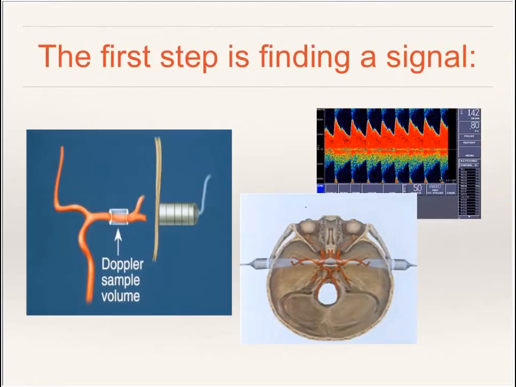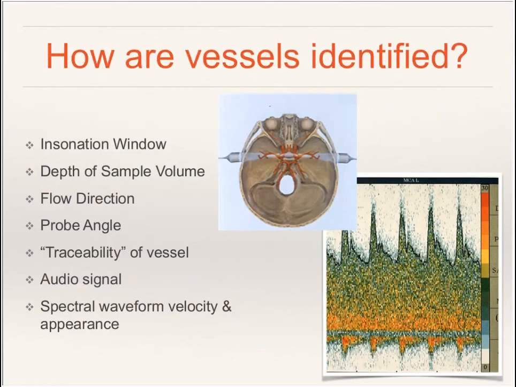So the first step is finding a signal, and you'll start at the temporal bone. As I mentioned, it's probably a good idea to set your sample volume depth at about 50, to open the sample volume, and then to just spend a few moments searching, using not just your eyes as you look at the waveform, but using your ears. I find that when I first start a study, I tend to close my eyes and just listen, because that helps me to find the signal, and our ears can be very helpful to us.